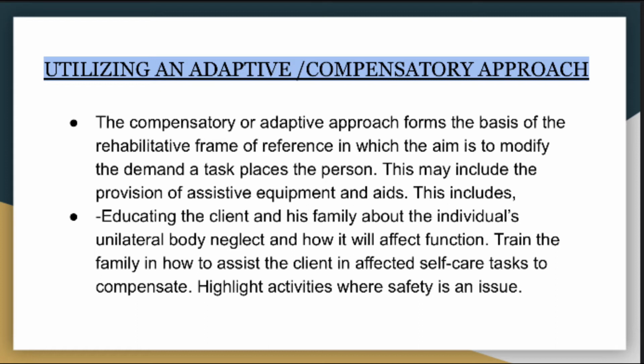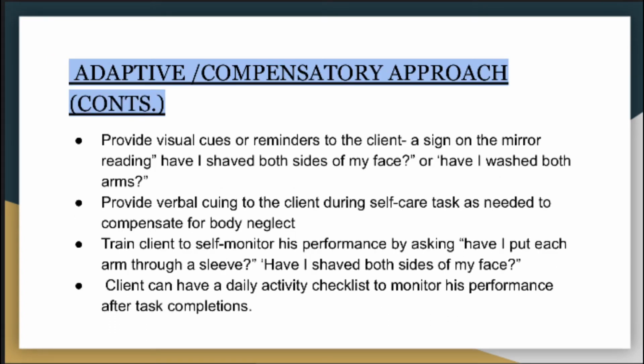The compensatory or adaptive approach forms the basis of the rehabilitative frame of reference, in which the aim is to modify the demand a task places on the person. This may include the provision of assistive equipment and aids, including: 1. Educating the client and his family about the individual's unilateral body neglect and how it will affect function. Train the family in how to assist the client in affected self-care tasks to compensate. Also, highlight activities where safety is an issue.